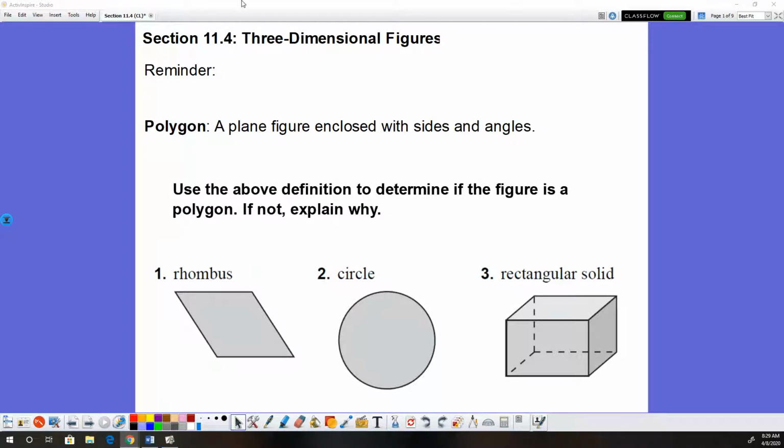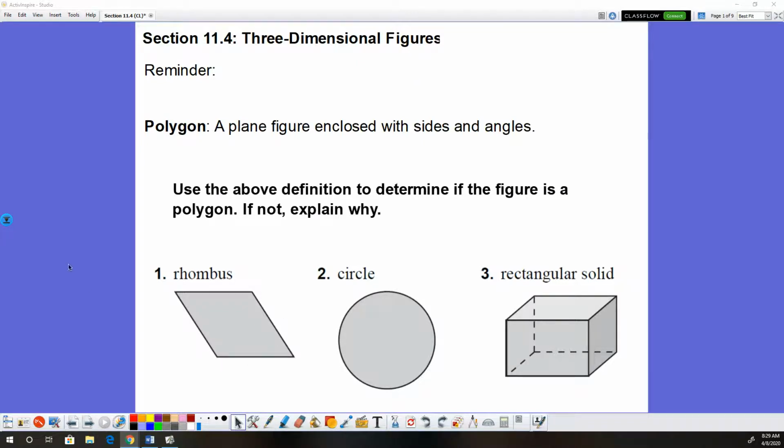All right, so just a reminder, a polygon is a plane figure enclosed with sides and angles. Now there's two parts with this, well, kind of three. When I say a plane figure, I mean a flat two-dimensional figure, something that you can draw on a piece of paper, like your piece of paper is your plane. So we're not talking about three-dimensional figures. We're not talking about one-dimensional figures. We're talking about two-dimensional figures. So that's what plane figures mean. And it's enclosed with sides and angles. So if it's enclosed with sides and angles, that means anything circular would not be considered a polygon.